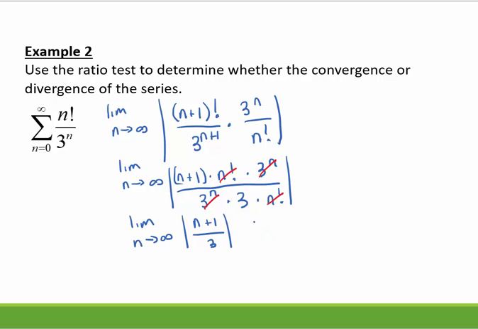As n goes to infinity, this goes to infinity, which is greater than 1. So this series diverges by the ratio test.